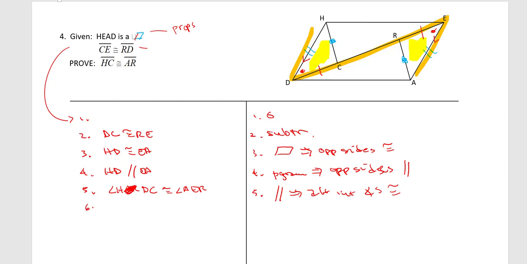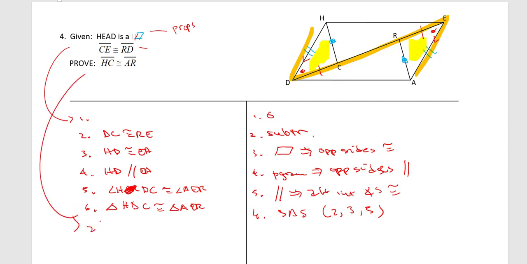And now I can say that the triangles are congruent to each other. So triangle HDC is congruent to triangle AER by side, angle, side. So it's going to be 2, 3, and 5. And now I can just do a CPCTC at the end of that for step 7, and I am done. CPCTC. Okay, let's skip to the last page here and just grab a couple of other quick problems.